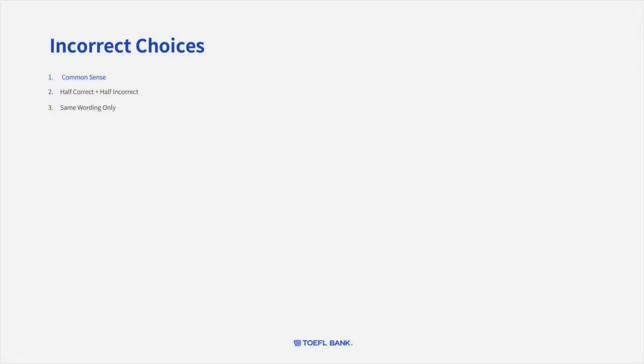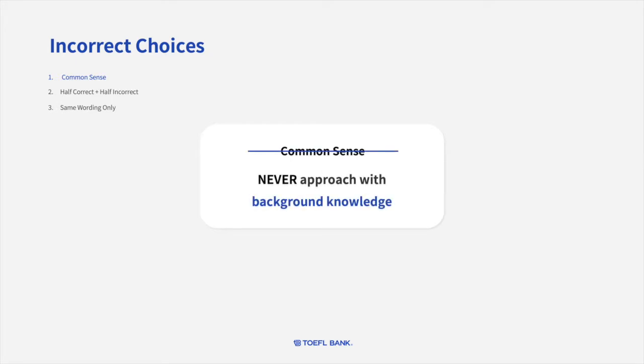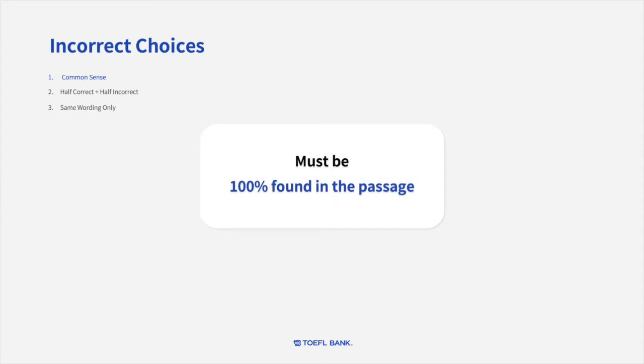The first type of incorrect choices are those that can be regarded as true only because it's common sense. You should never approach questions in the TOEFL exam with your background knowledge. And remember that all answers, whether it's common sense or not, must be found in the passage.